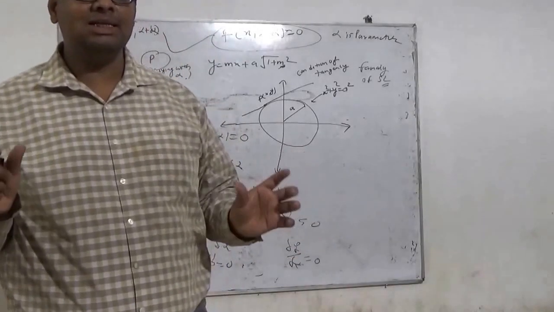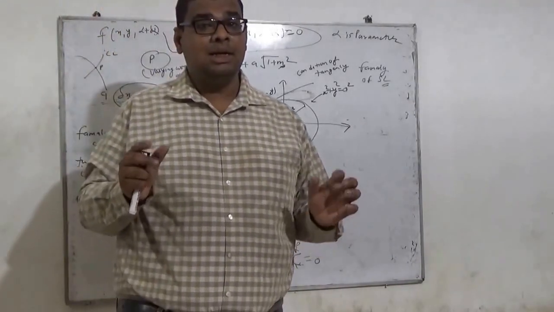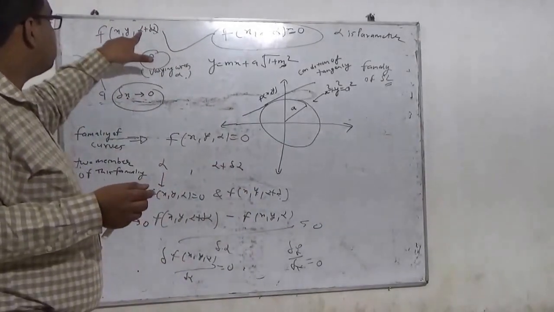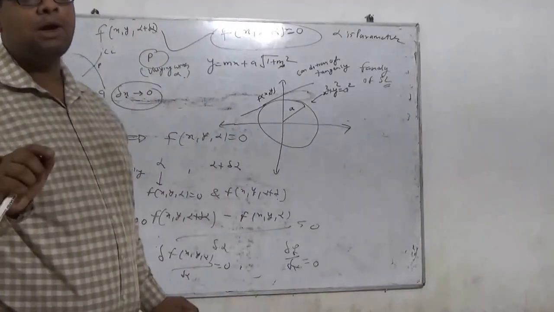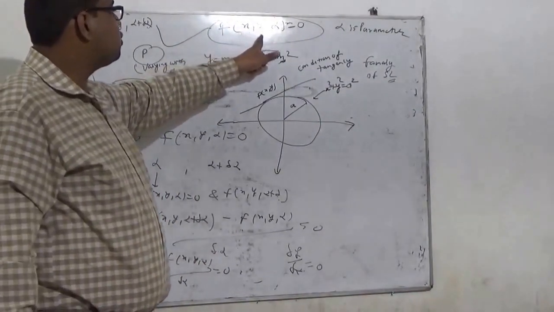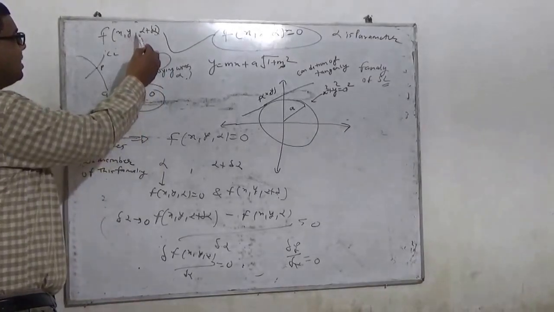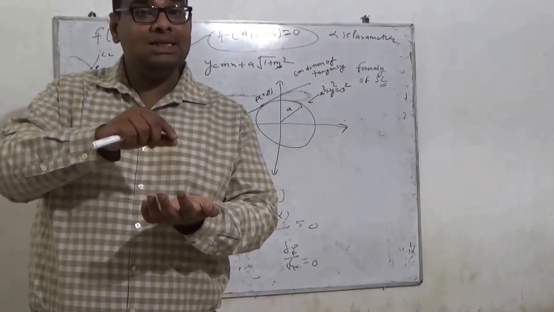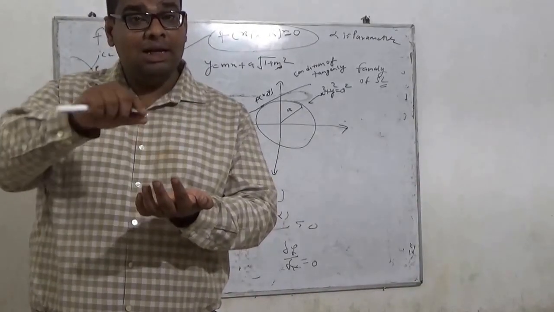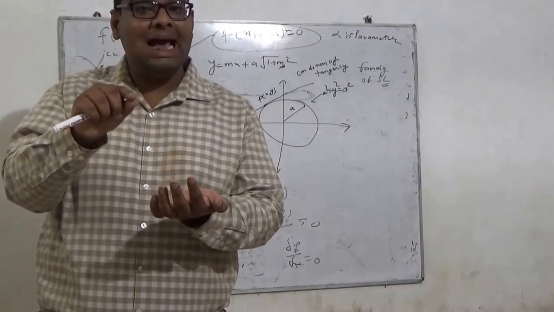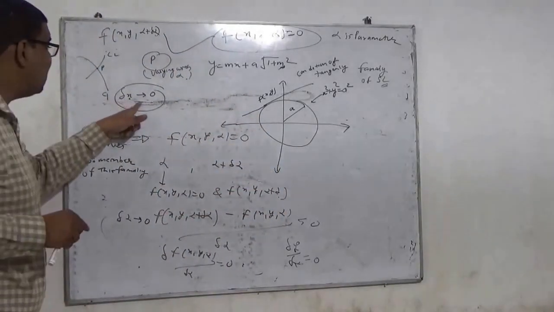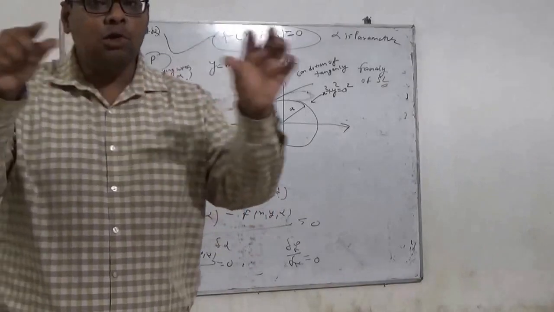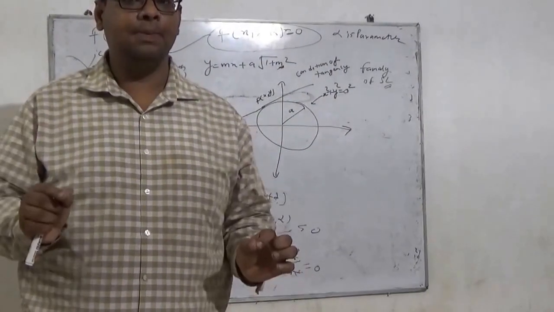Envelope says that if there is a family of curves f(x, y, alpha) equal to 0, where alpha is the parameter, and there is a neighborhood member corresponding to alpha plus del alpha, which is the second member of the family, and both curves intersect at a general point P, then the point P, which varies according to alpha, will tend to a definite point as del alpha tends to 0. Then the locus of that point will be called the envelope.